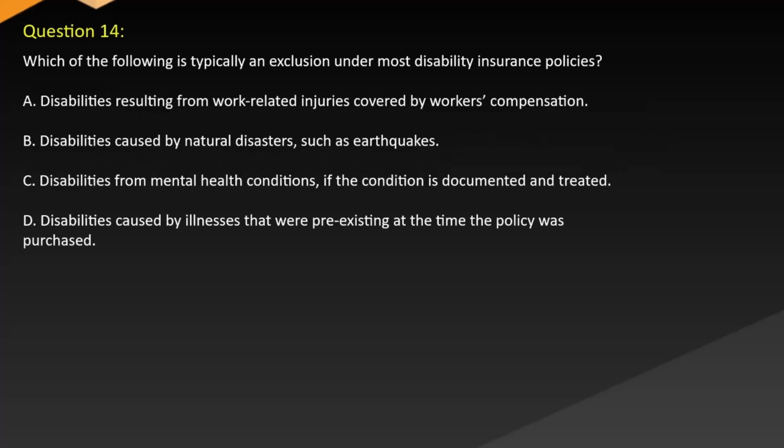Question 14. Which of the following is typically an exclusion under most disability insurance policies? A. Disabilities resulting from work-related injuries covered by workers' compensation. B. Disabilities caused by natural disasters such as earthquakes. C. Disabilities from mental health conditions if the condition is documented and treated. D. Disabilities caused by illnesses that were pre-existing at the time the policy was purchased.